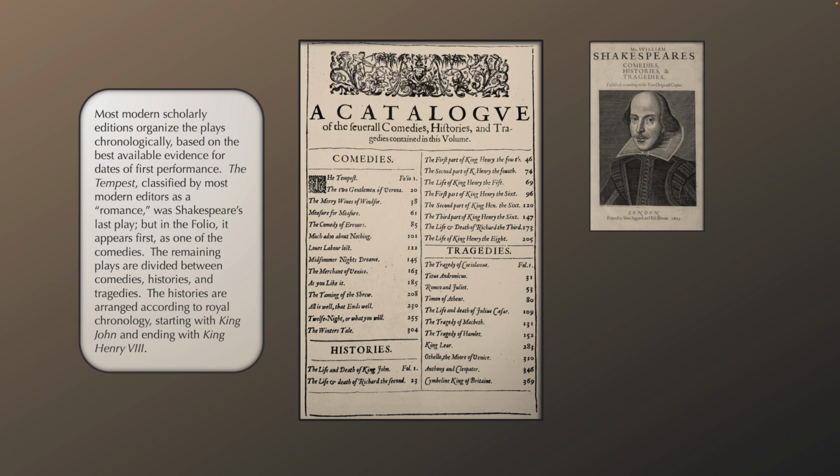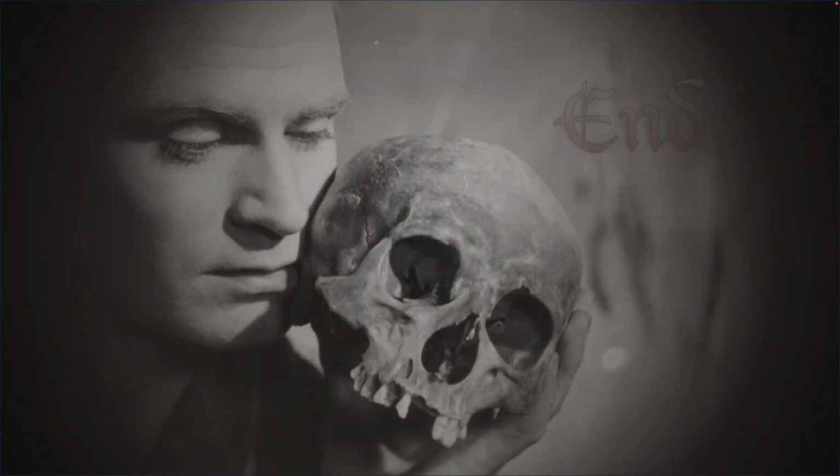The Tempest, classified by most modern editors as a romance, was Shakespeare's last play, but in the folio it appears first as one of the comedies. The remaining plays are divided between comedies, histories, and tragedies. The histories are arranged according to royal chronology, starting with King John and ending with King Henry VIII. And I think with that, we can conclude this presentation on playing and publishing in Shakespeare's England.